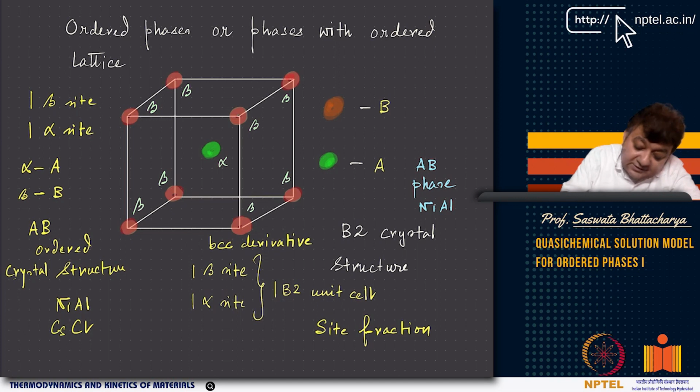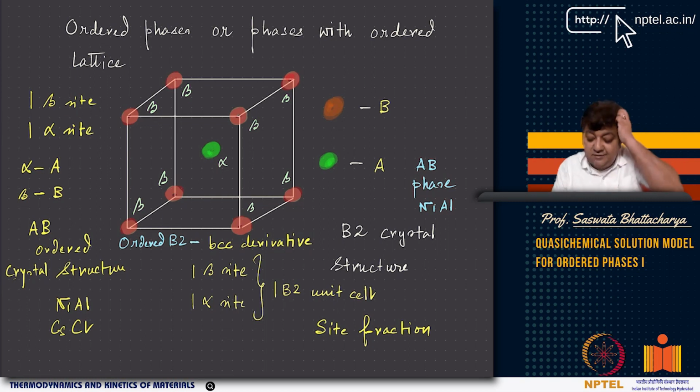So it's an ordered structure, B2, which is derived from BCC, where you have one beta site and one alpha site. This is called the Strukturbericht notation, which was used long back and has been used conventionally.